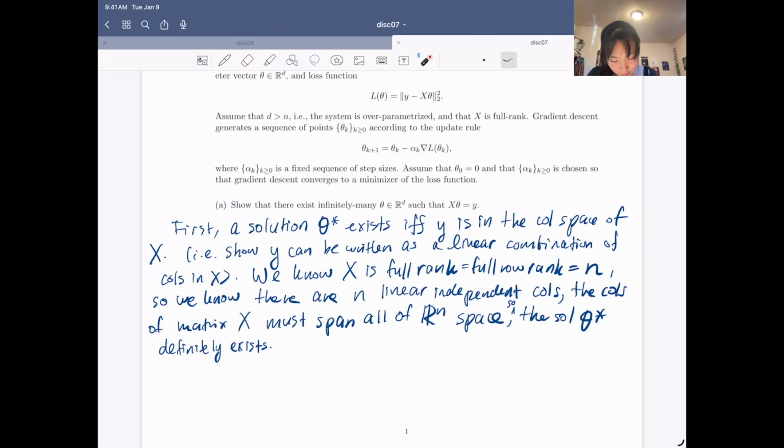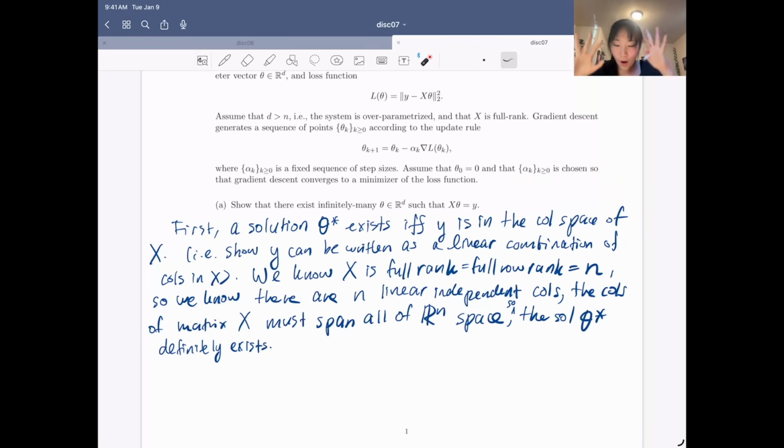Again, it's because X can be represented as n linearly independent columns. We know this because we were told that X is full rank and d is greater than n, aka n is less than d. So we have n linearly independent columns, which means that the matrix X must span all of Rn space. And X spanning Rn space is good because this means that y is in the column space of X, because the vector y is in Rn.